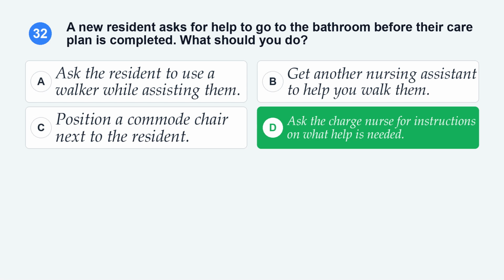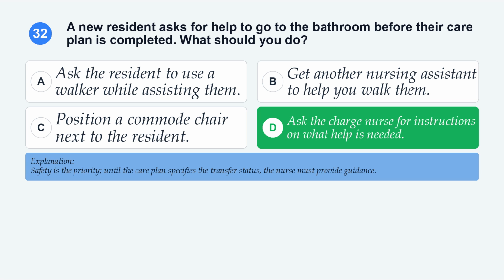The correct answer is option D. Ask the charge nurse for instructions on what help is needed. Explanation. Safety is the priority. Until the care plan specifies the transfer status, the nurse must provide guidance.